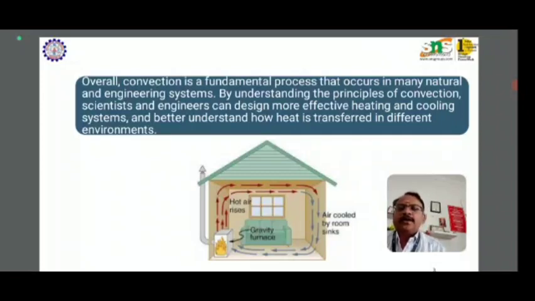So overall, convection is a fundamental process that occurs in many natural and engineering systems. And by understanding the principles of convection, scientists and engineers can design more effective heating and cooling systems and better understand how heat is transferred within different environments.